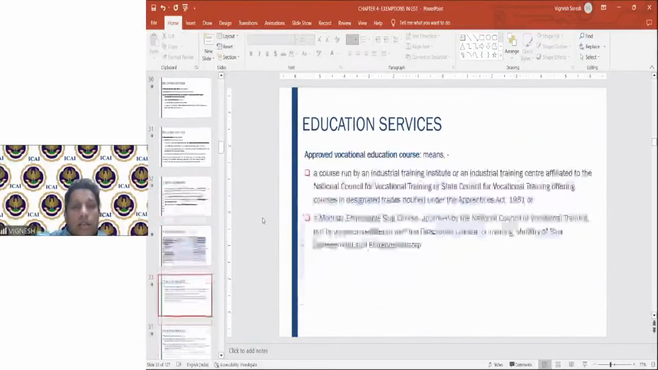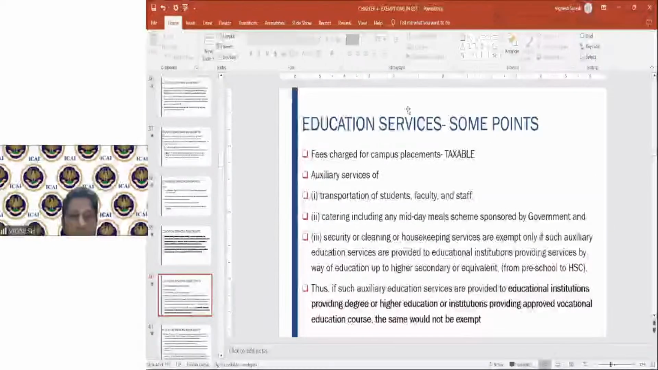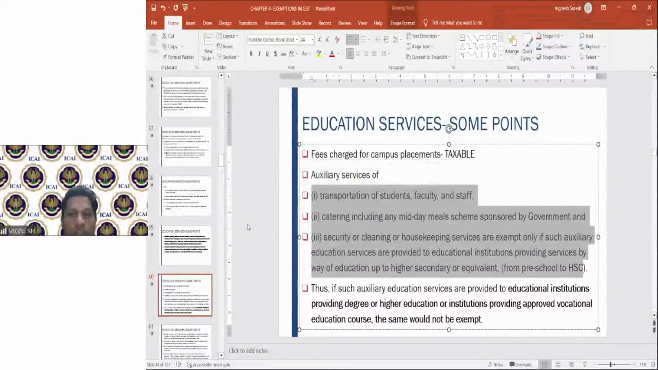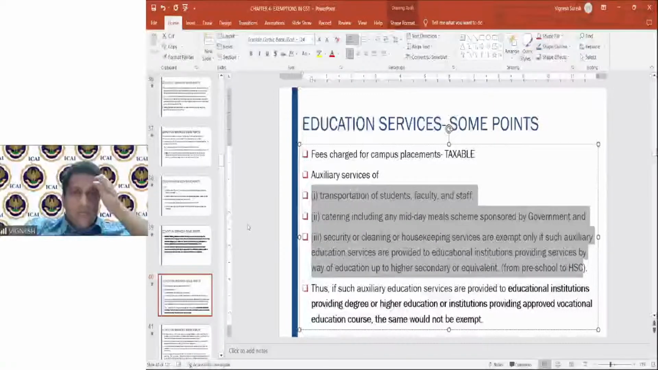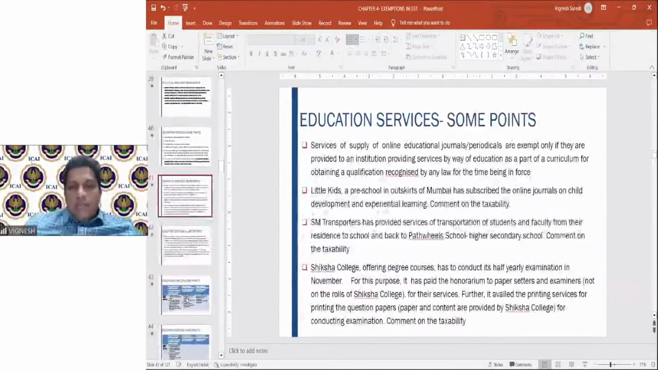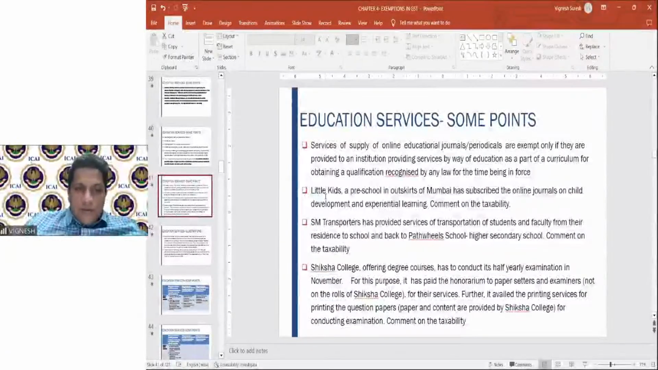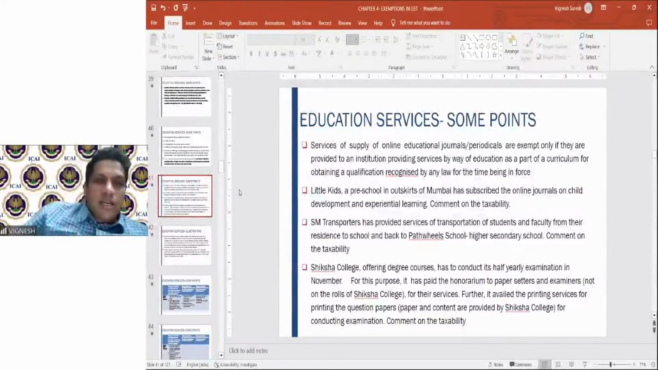Yeah. So as I told you, let us go to that slide. Now these three services, if provided to preschool or higher secondary, are exempt from GST. If provided to colleges giving degrees, they are taxed. So what is the service mentioned here? For Shiksha, it is honorarium to paper setters. So it definitely comes under the examination related fee, but here the restriction is not given.